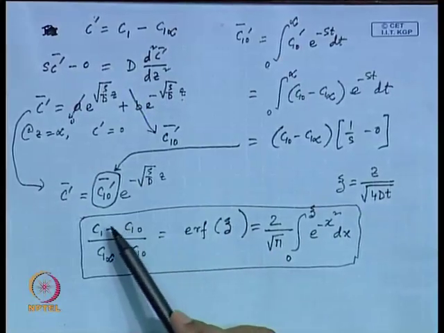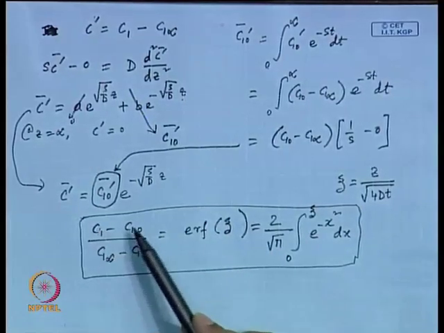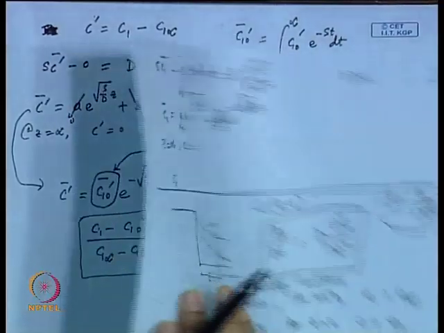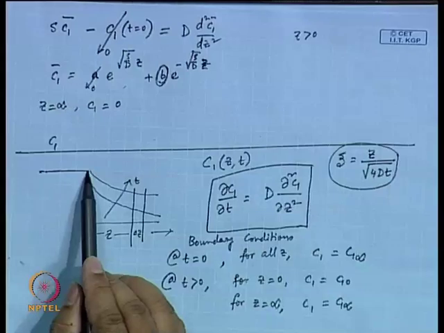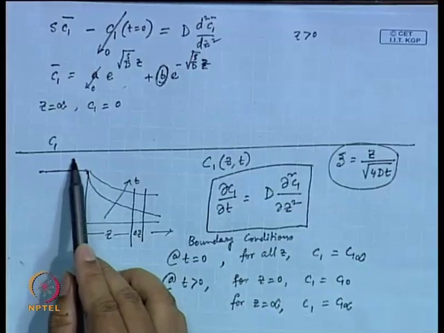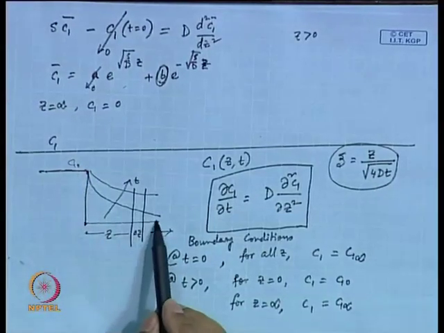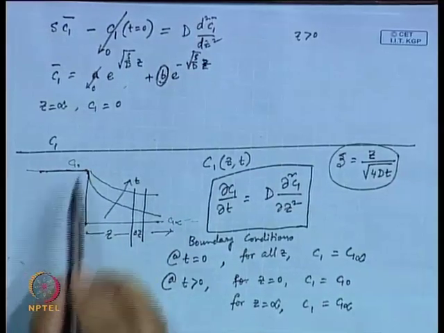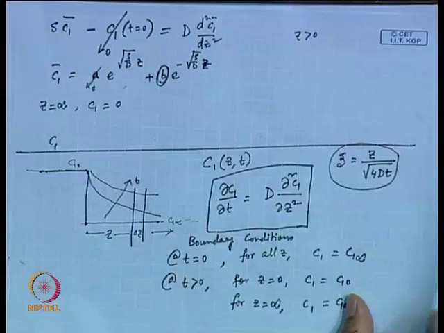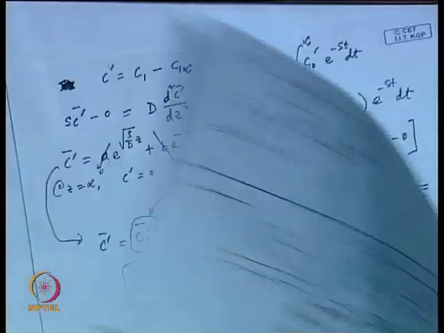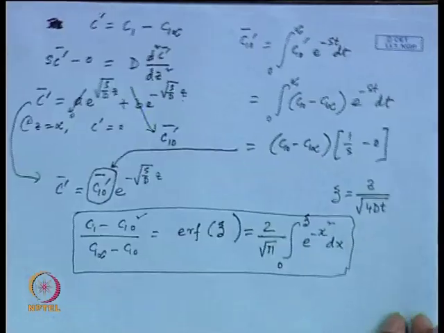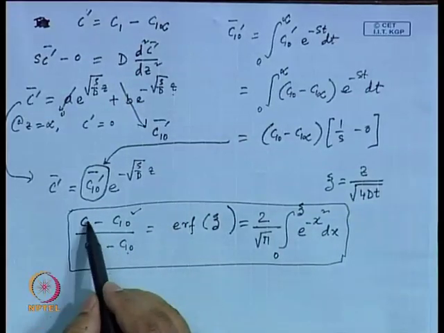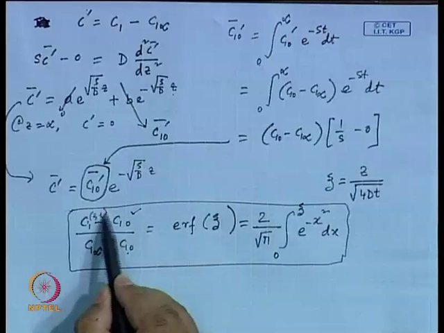Now, C10 is known, C10 is the concentration that you have been holding at z equal to 0, and this is the value of C1 infinity. So, this is the level of C1 infinity, this is the level of C10, and how the concentration changes within is given here in this functional form. So, C10 is known, C1 infinity is known, C1 is the unknown, and this is basically a function of z and t.